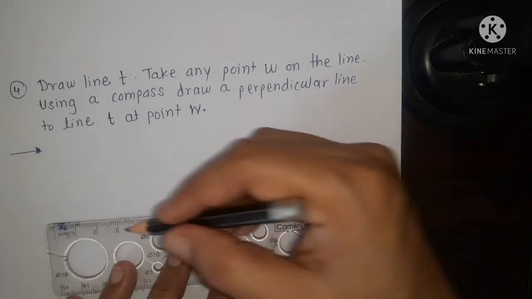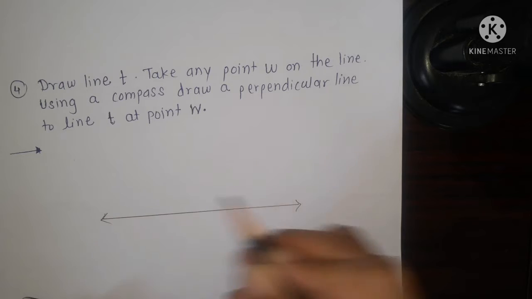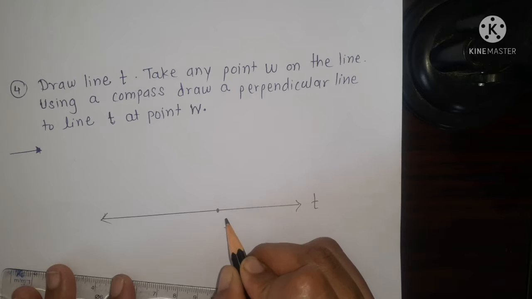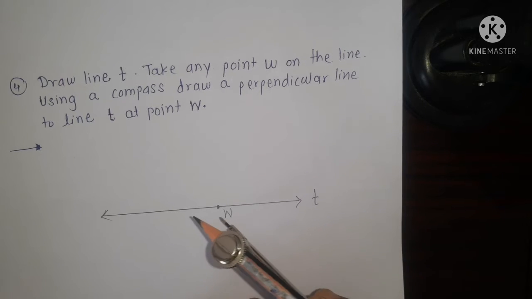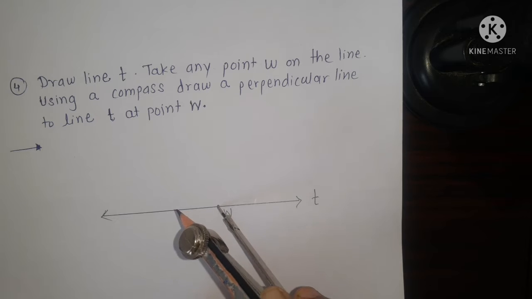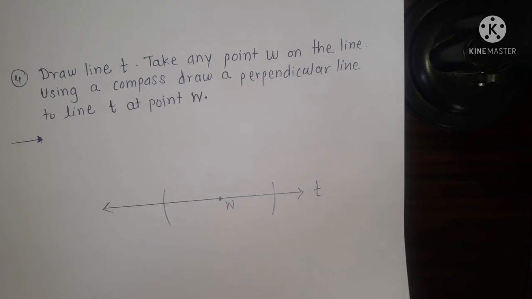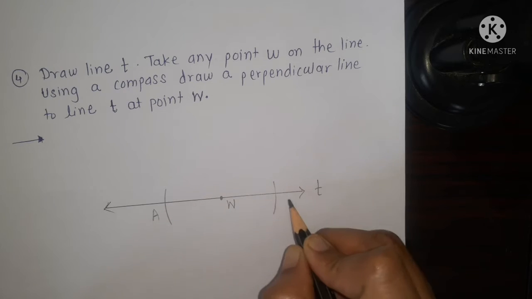First, draw a line. Give a name T. Take a point W anywhere on the line. Now we can take a compass. A convenient distance can be taken between these 2 points. Place the metal point on W. Draw an arc on either side of W. We get 2 points. Give a name to these intersections, A and B.